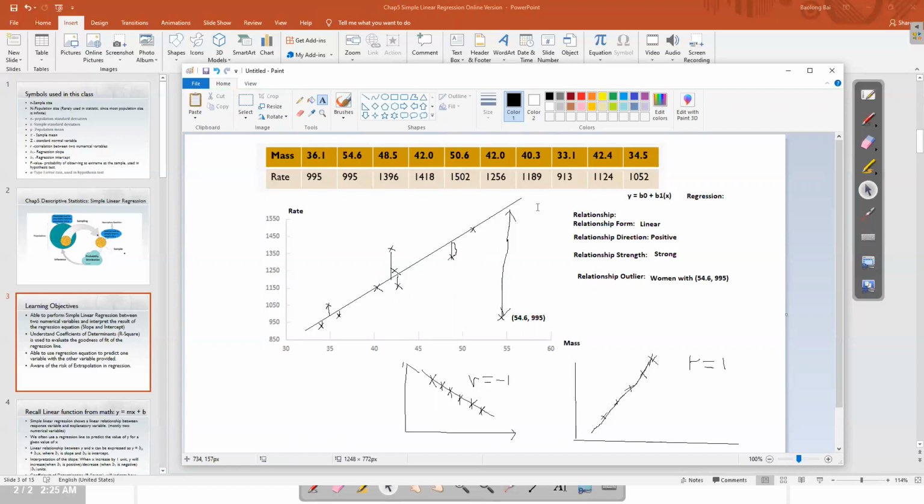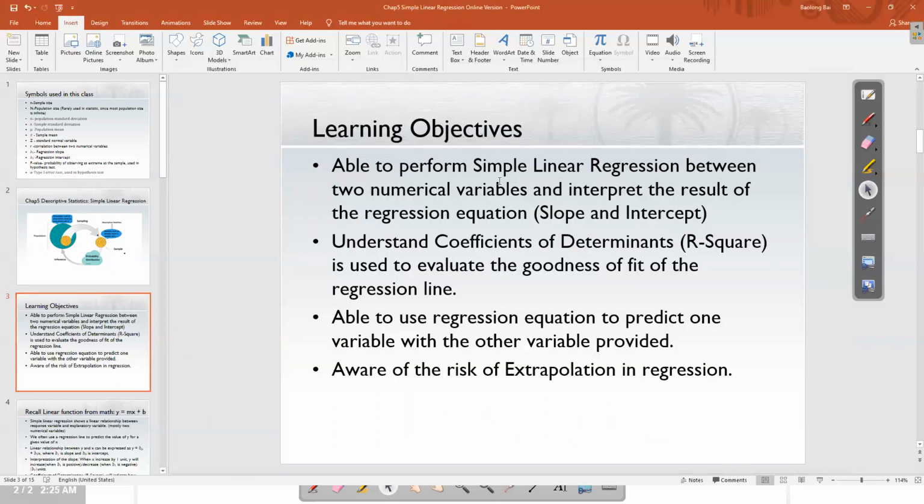So correlation and regression are very closely related, right? Correlation will tell us if there is a linear relationship, whether there is or not. And regression is telling us what that linear relationship is, if there is one, right? Okay. So now let's go back to the learning objective.